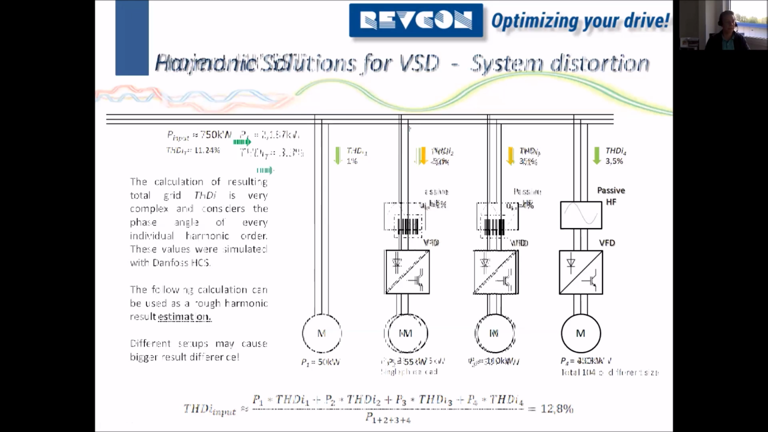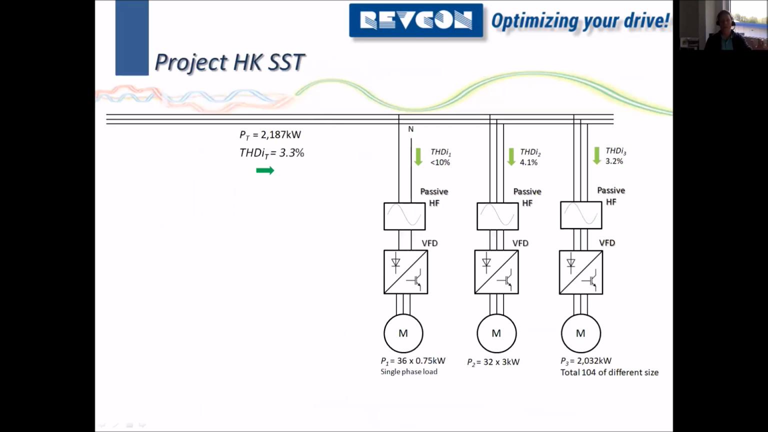Okay, so this is basically what we do when we set up offers for systems. We play the game and we play some different setups. In this setup, the first inquiry from the customer was, we want to have a passive harmonic filter on every individual drive. That was the requirement from the customer. And so we offered a passive harmonic filter for every individual drive, of course.